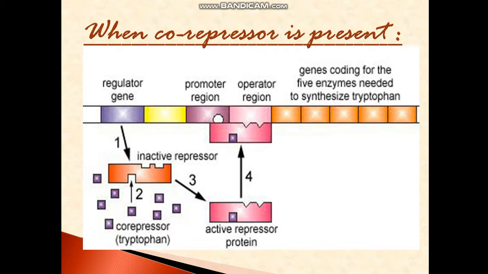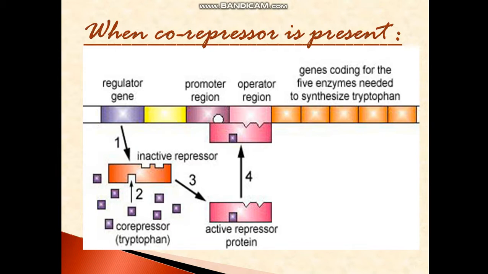But what happens with time? With the due course of time, this tryptophan is consumed by the cell. As soon as this tryptophan is finished, what will happen? The new inactive repressor will be there and there will be no tryptophan again. The previous condition will be established again, because the co-repressor tryptophan is finished, consumed by the bacterial cell. So the co-repressor will not be available to bind to the inactive repressor, or the aporepressor.